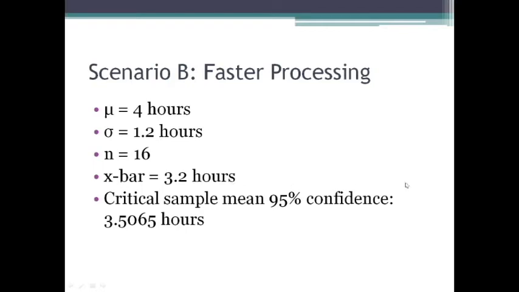Let's suppose that you have this information and it turns out that it takes 3.2 hours to do the processing. Critical sample mean is 3.5. Hey, guess what? Turns out it's statistically significant. But if other people try to repeat this, will they come to the same conclusion? What's the power of the test? So why don't you pause the video, calculate it yourself to try to figure out what our new z-score should be.